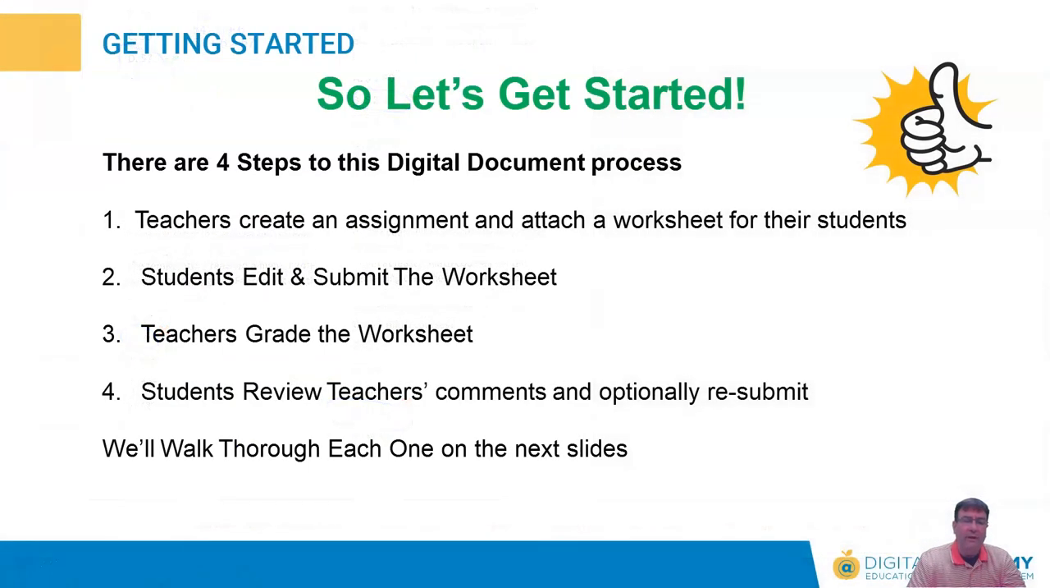So let's get started. There are 4 steps to the digital document process. First, teachers create an assignment and attach the worksheet that they want students to edit. Students will log in, edit the worksheet, and then submit the assignment. Teachers grade the assignment and hand it back to students. Students can review the teacher's comments and optionally resubmit. We'll walk through each one of these steps on the next slides.